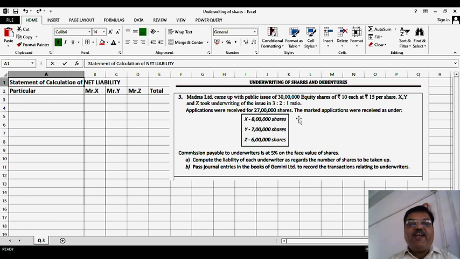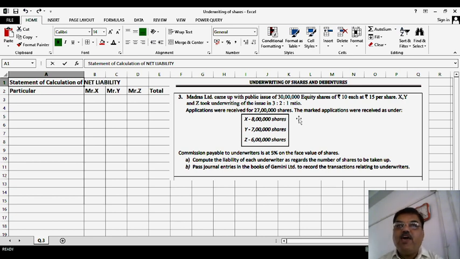X, Y and Z took underwriting of the issue in 3:2:1. अभी X, Y, Z कौन है? Underwriters है. Okay, they are underwriters and they are going to undertake this public issue IPO in the ratio of 3:2:1. That means among themselves they are going to distribute the gross liability.